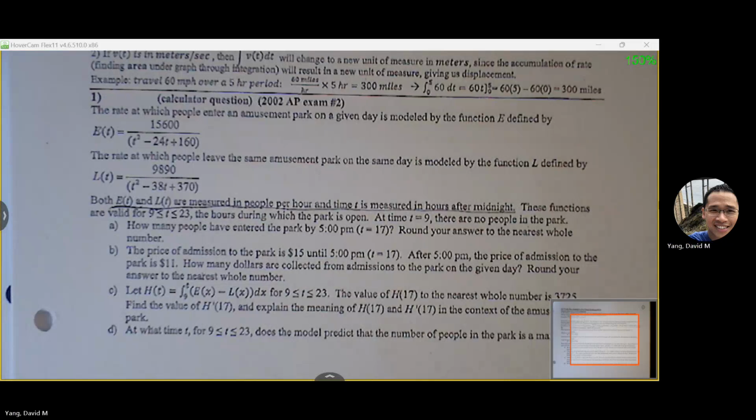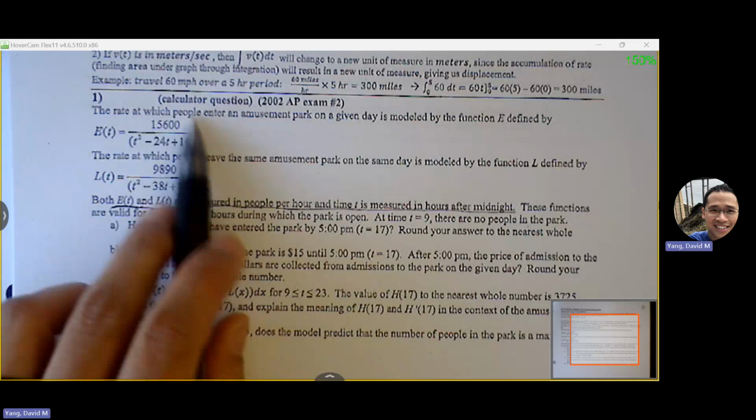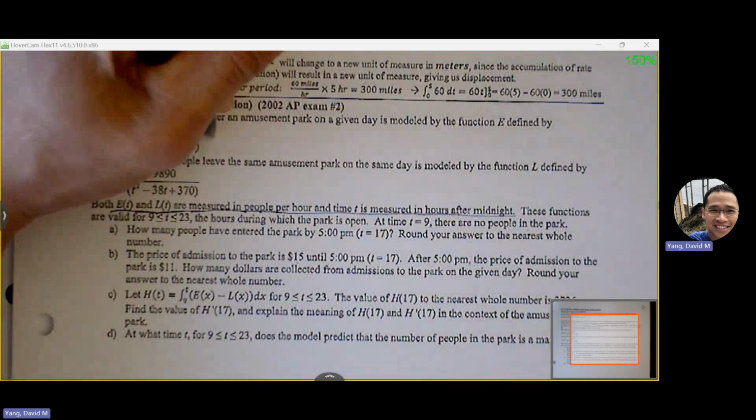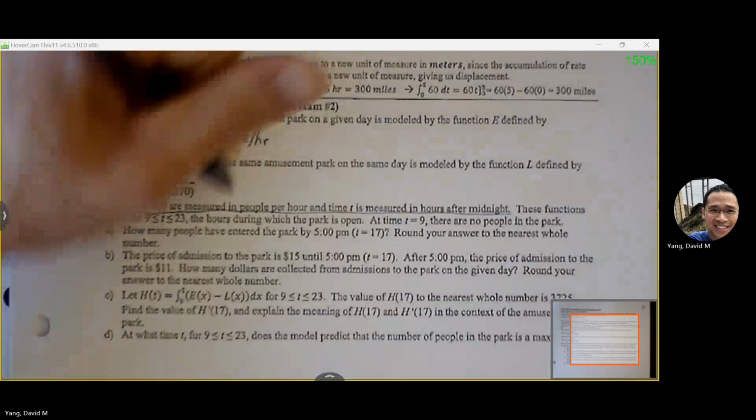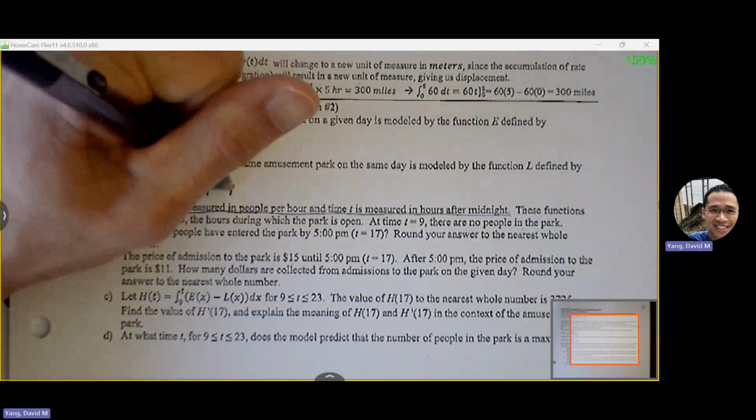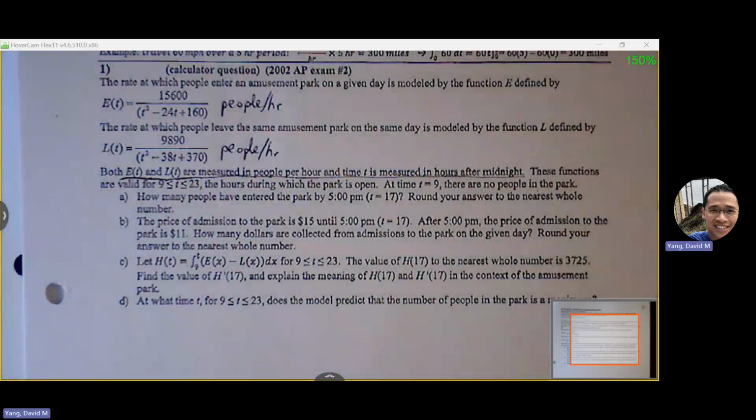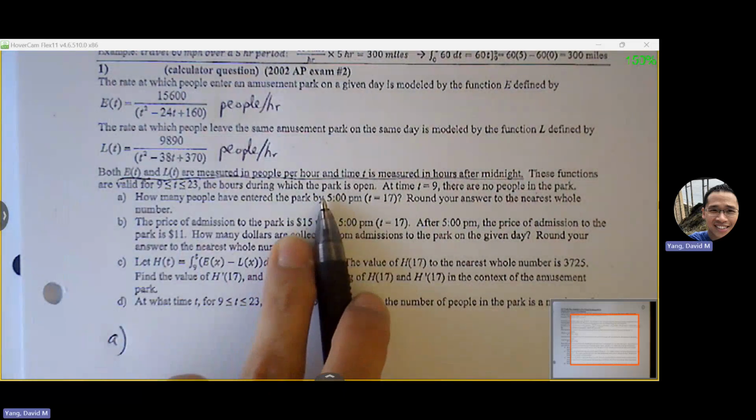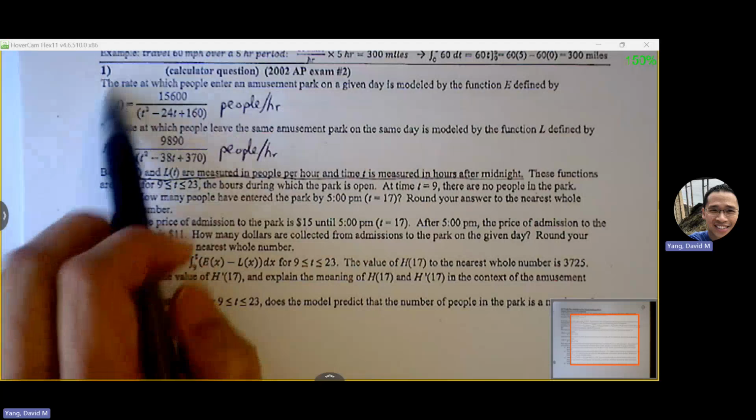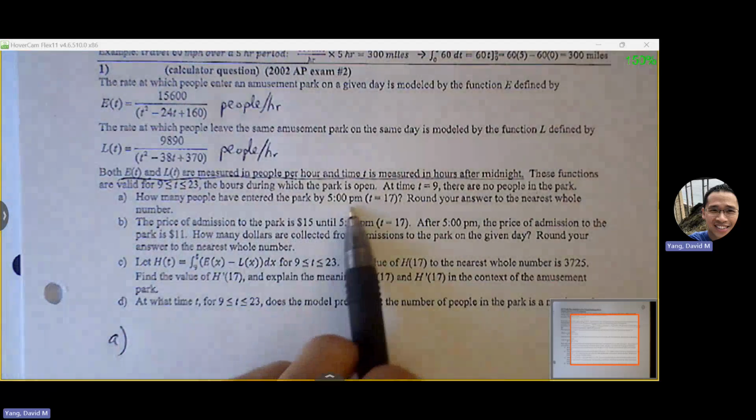So if we have a function that gives us the rates, right? And this E of t is in people per hour, and same with L of t. These are both accumulating these changing rates at which people are entering into the park. So part A, how many people have entered the park by 5 p.m.? So we just want to track or accumulate the rate at which people are coming in. So we only care about E of t because we're just counting the number of people who've entered the park.